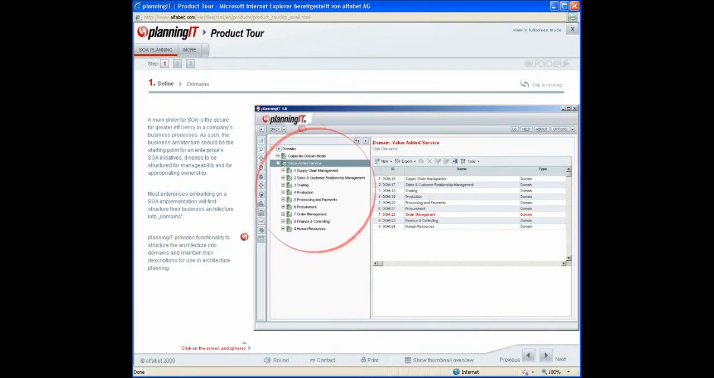planningIT provides functionality to structure the architecture into domains and maintain their descriptions for use in architecture planning. Domains are a key construct in organizing and planning business services and the associated SOA. They are the part of the SOA framework that helps operationalize SOA implementation.